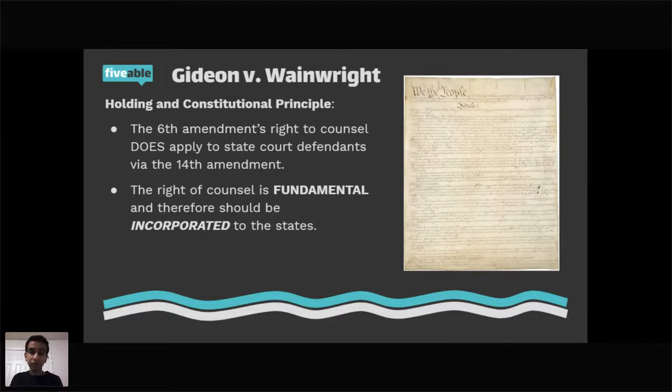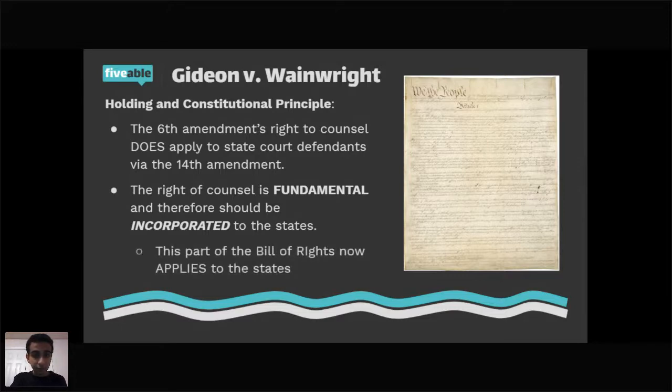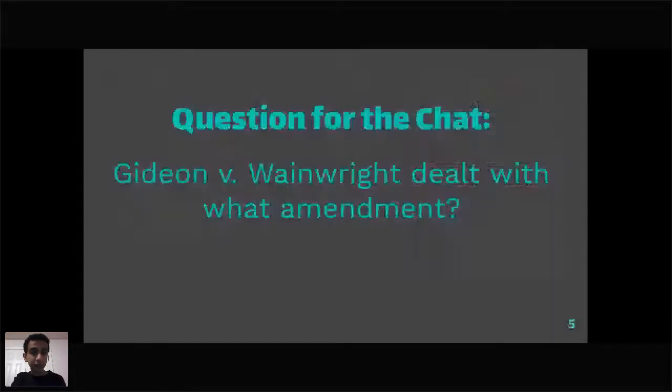So what the Supreme Court said was that the right of counsel, counsel being just another word for attorney or lawyer, is fundamental and therefore should be incorporated into states. One thing you'll see with all of these cases that have to do with selective incorporation is they say the right of blank is fundamental, and that's why they should be incorporated to the states. So the Supreme Court has to find that as fundamental in order to selectively incorporate it through the due process clause. And so this part of the Bill of Rights now applies to states.